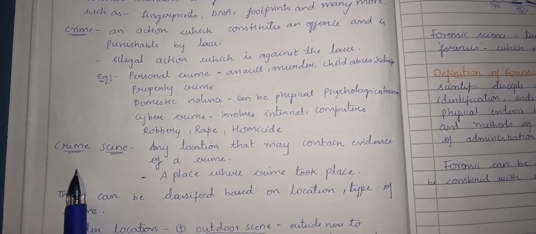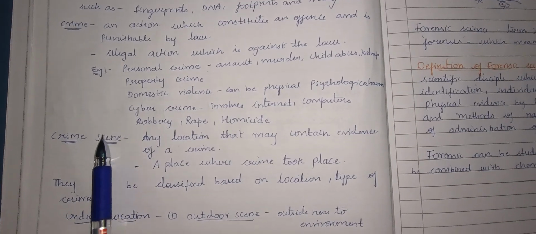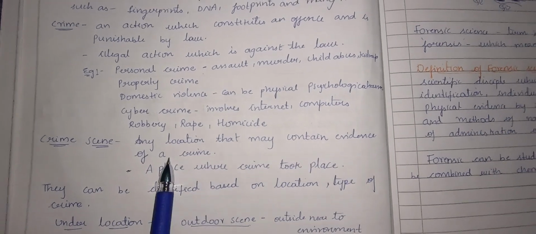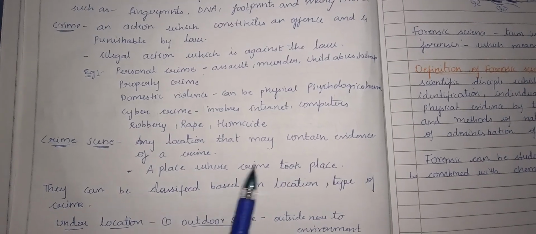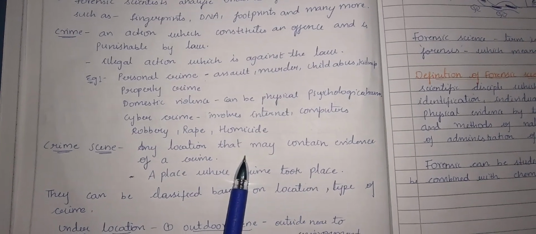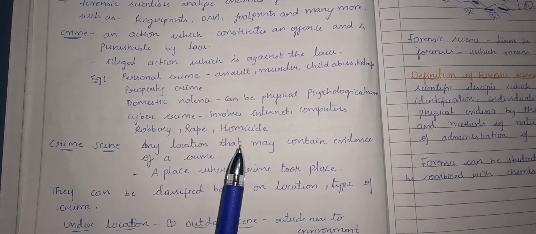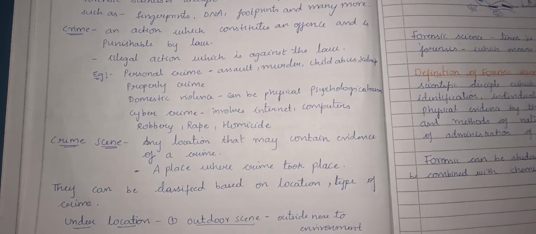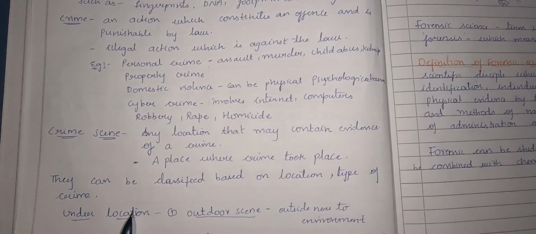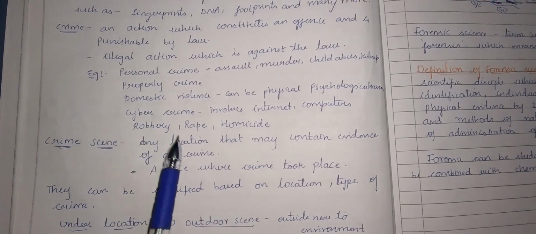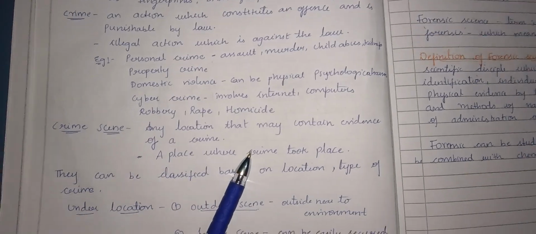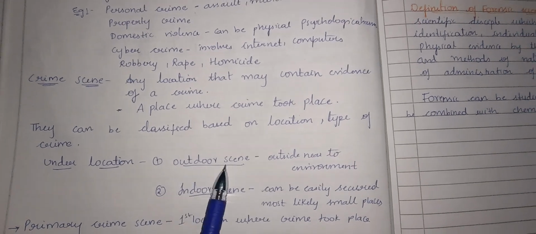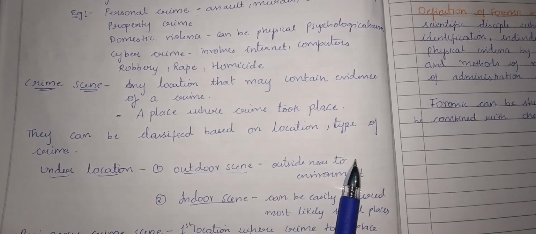Now coming to the next term, that is crime scene. A scene is a place or a location, right? So a crime scene is any location that may contain evidence of a crime. It is also known as the place where the crime took place. If a crime has taken place in any location, that scene is known as a crime scene. We have different kinds of crime scenes based on the location and type of crimes. As you know, we have different kinds of crimes and different types of locations where the crime has taken place. Under location, we have outdoor crime scenes and indoor crime scenes. Outdoor crime scenes are majorly outside, near the environment.